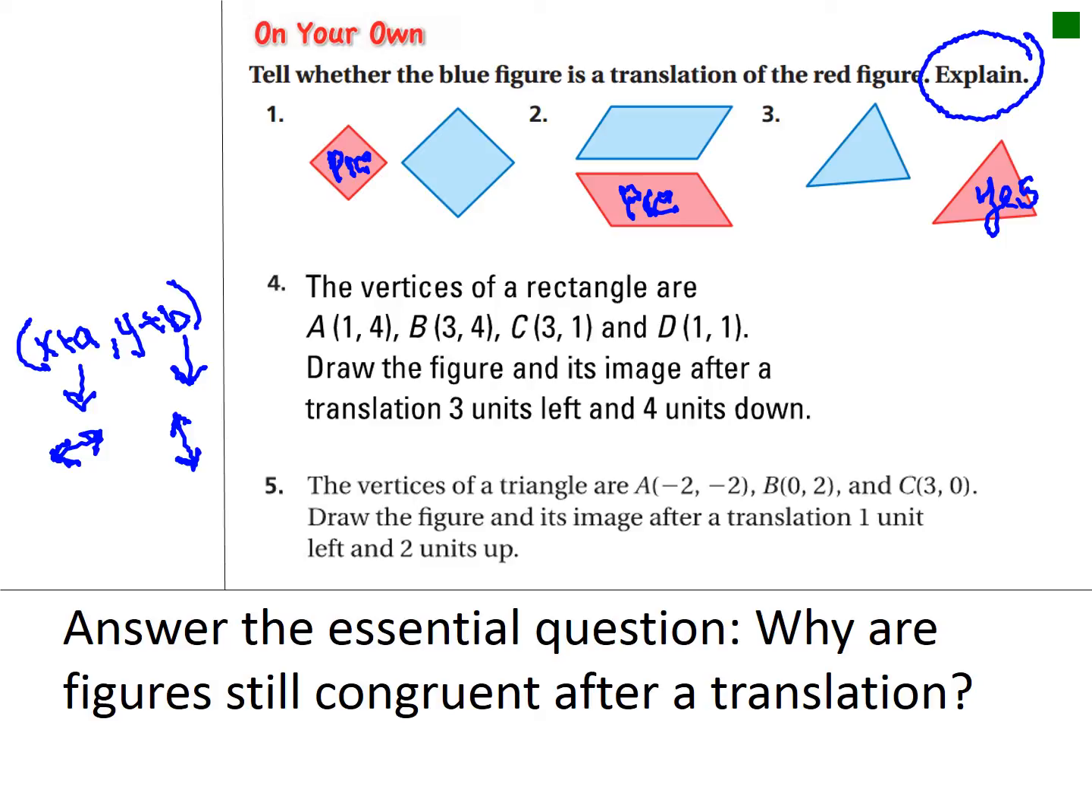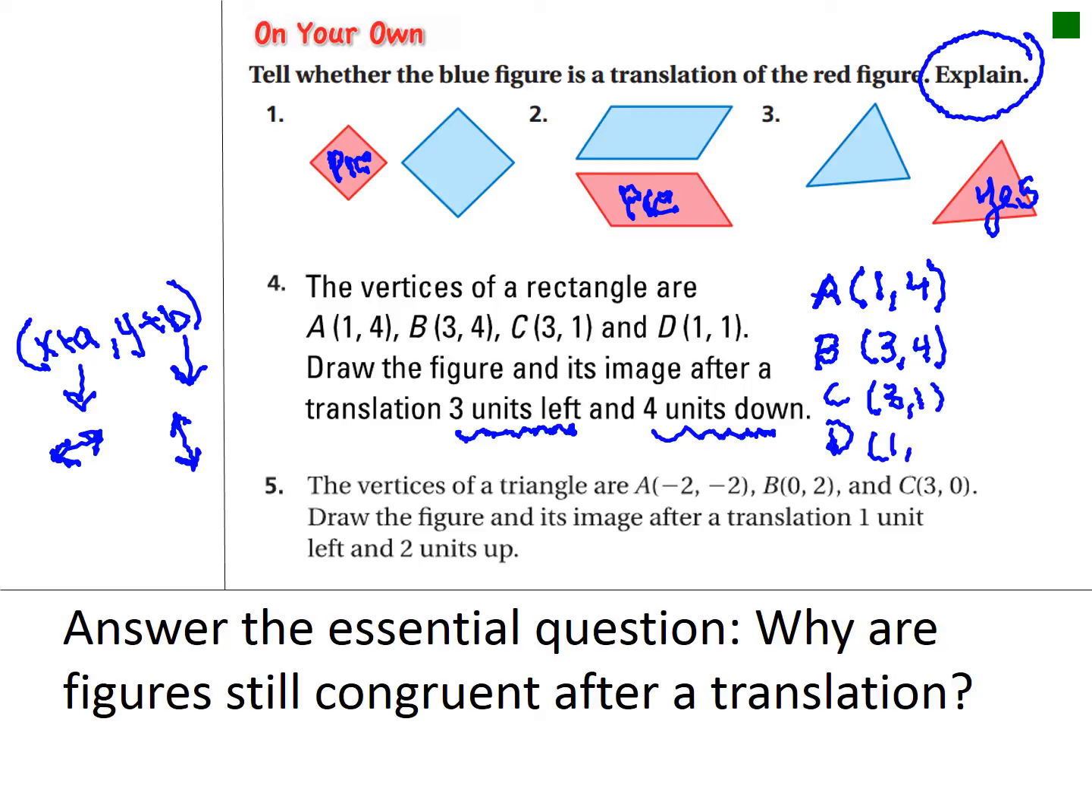Number 4, we're going to take A, B, C, and D. This is going to be a 4-sided figure. It's going to be specifically a rectangle, and we're going to add 3 units to the left, so that means we're going to have to take away 3 because left is negative, and 4 units down. So let me rewrite so I can show you the ordered pairs: (3, 4), (3, 1), and (1, 1).